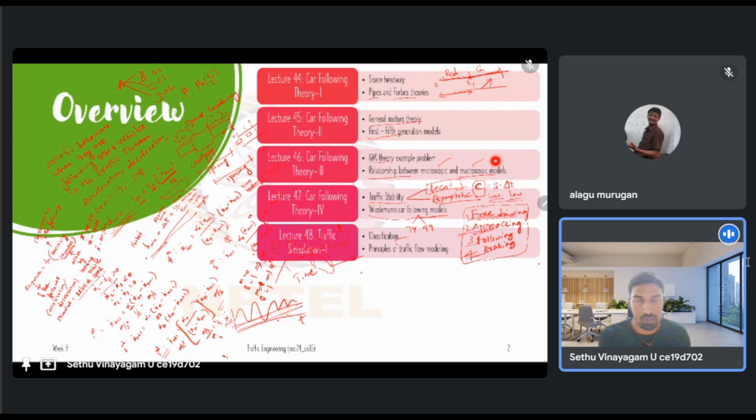And between these two, the macro scale and the micro scale, we have the third level, which is the mesoscopic scale, where instead of considering an individual vehicle or all the vehicles together, we are going to consider certain groups of vehicles, right? These are called platoons, vehicles that are traveling in groups together. Those will be modeled as one entity. So that is the intermediate or mesoscopic scale. These are the different principles that we adopt.